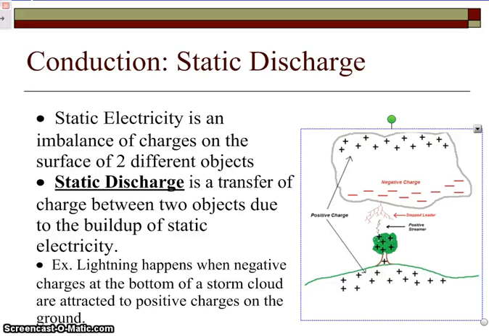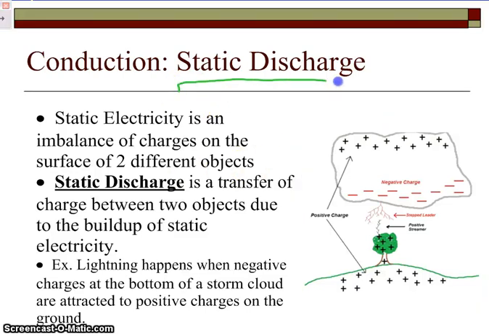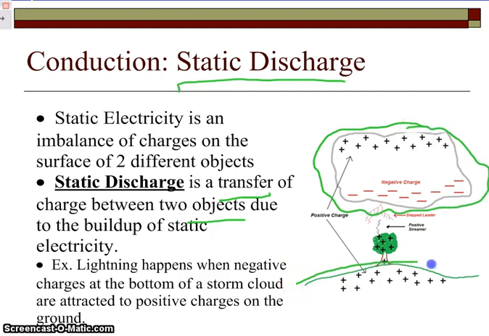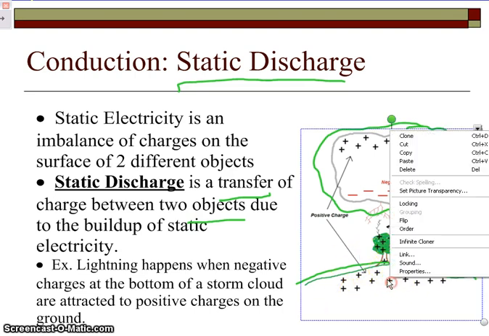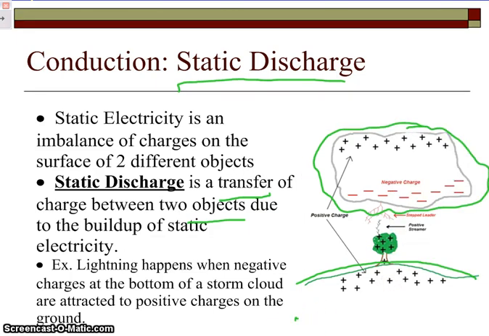We can think of static discharge here. This is a really cool way to explain lightning. What we have with static discharge is the transfer of charge between 2 objects due to the buildup of static electricity. So we have an example over here. Here's our big cloud, right? Well, down here we have Earth, and you'll notice that Earth has an accumulation of positive charges. Earth is known as a really positively charged object. It's a reservoir for these charges, always building up.